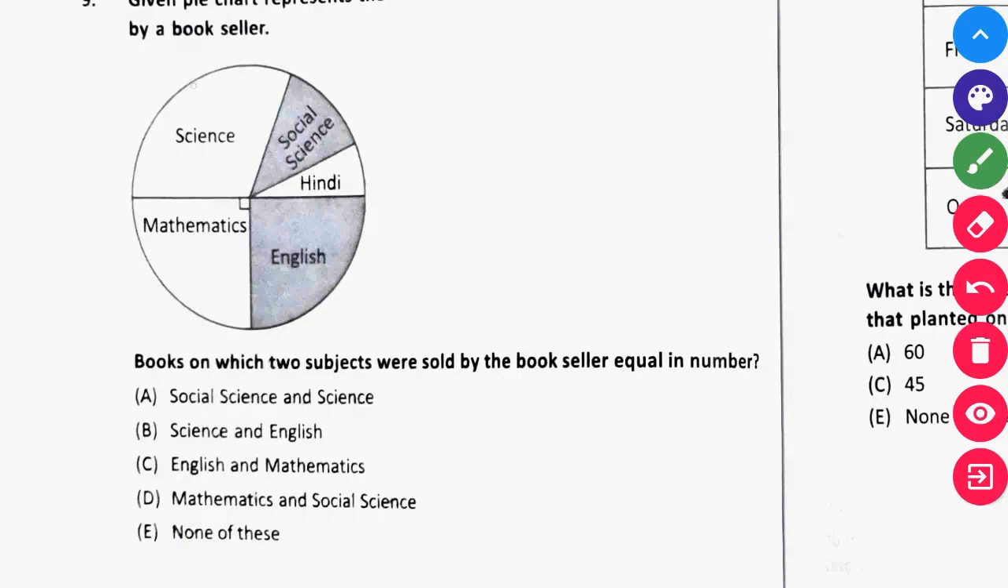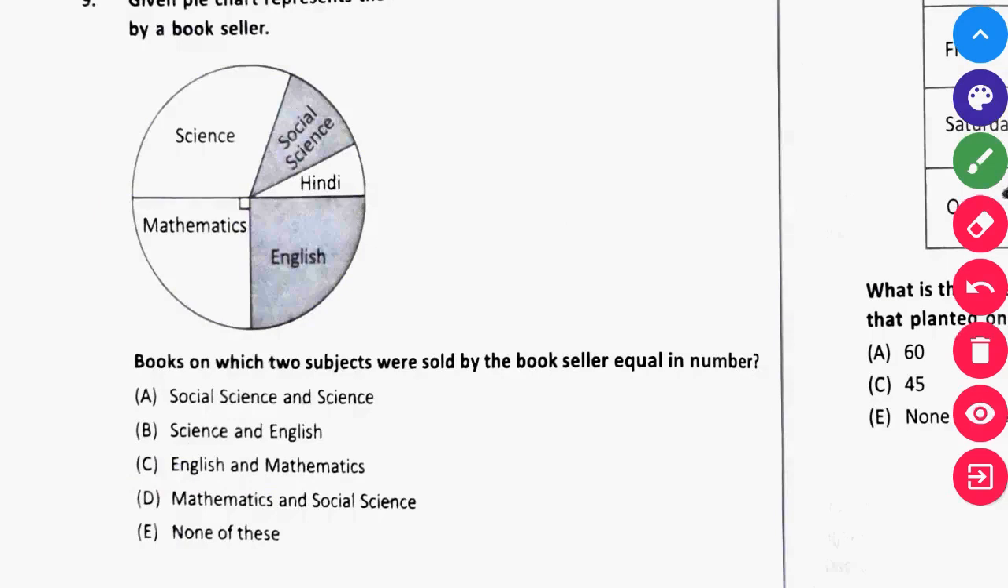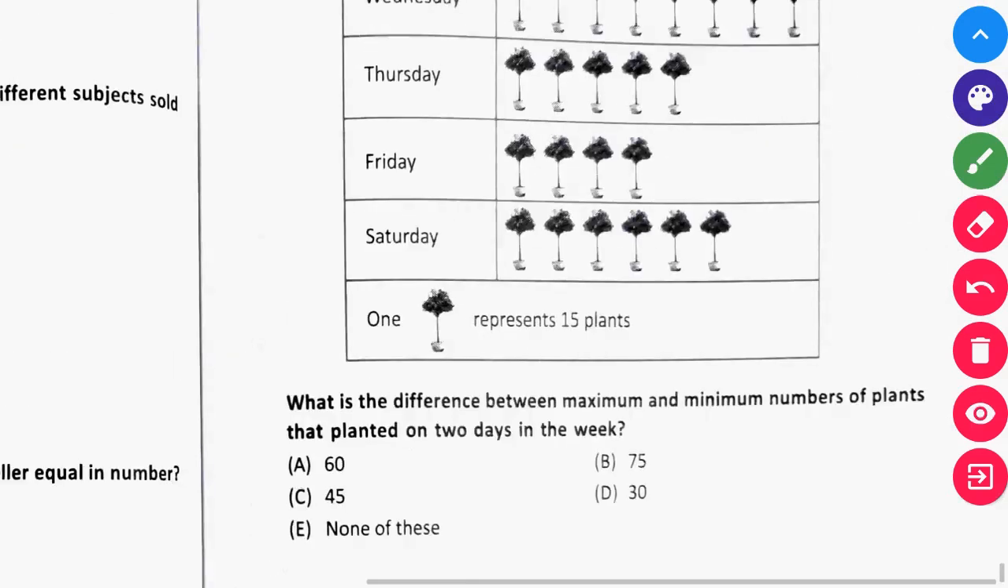Now see, you can see this circle is divided exactly into half, and this angle is 90 degrees, meaning these two are also identical. So maths and English is your answer. Both the subjects' books are sold in equal number.